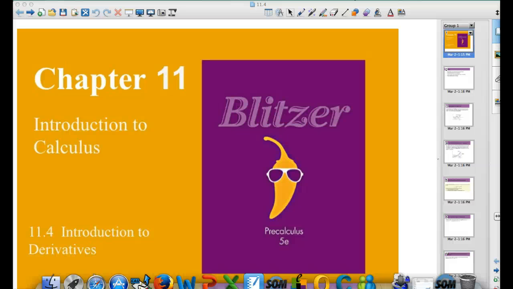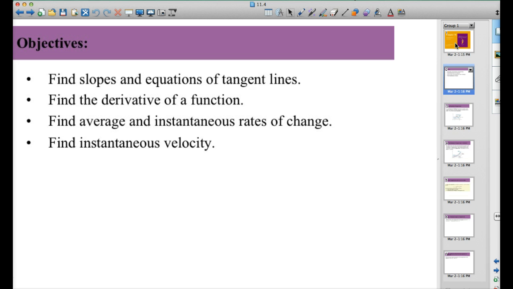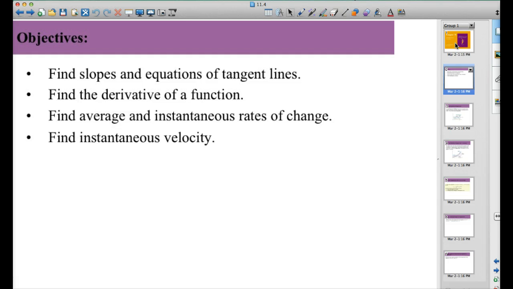Okay, 11.4, last section of chapter 11. We're going to talk about the introduction to derivatives. So this is kind of an introduction to calculus a little bit. Find the slopes of the equations with tangent lines. Find the derivative of a function. Find the average and instantaneous rates of change, and find an instantaneous velocity.